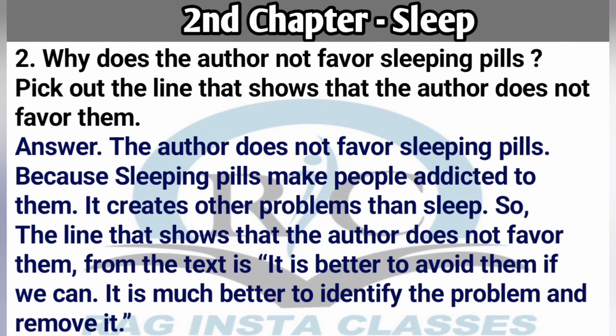2. Why does the author not favor sleeping pills? Pick out the line that shows that the author does not favor them. Answer. The author does not favor sleeping pills because sleeping pills make people addicted to them. They create other problems than sleep. So, the line that shows that the author does not favor them from the text is, it is better to avoid them if we can. It is much better to identify the problem and remove it.